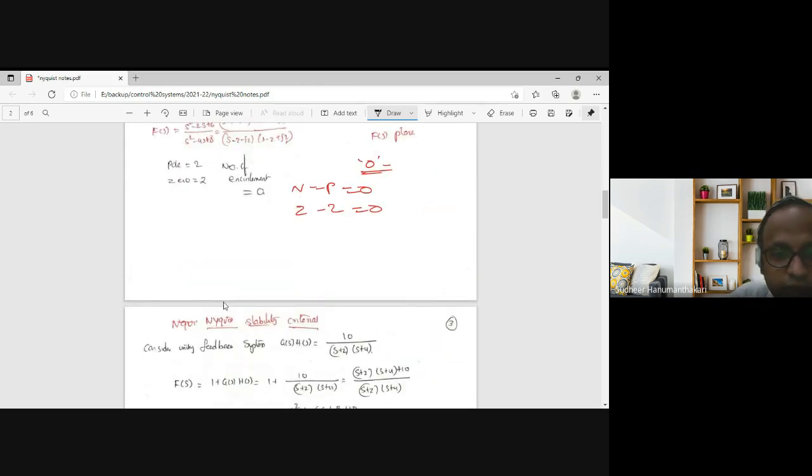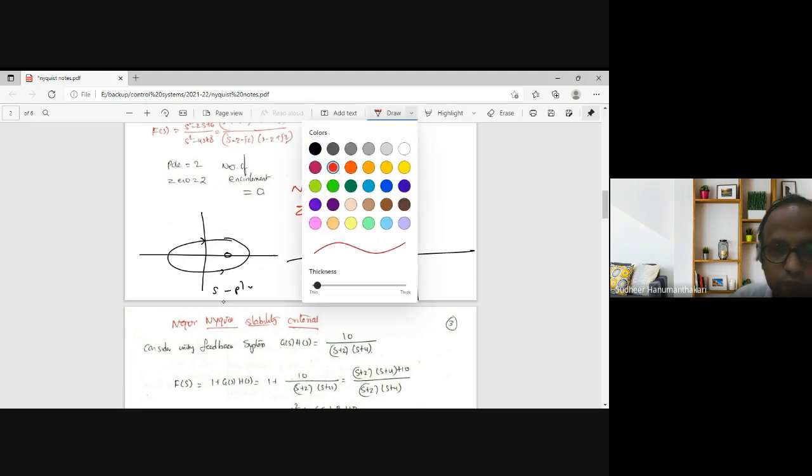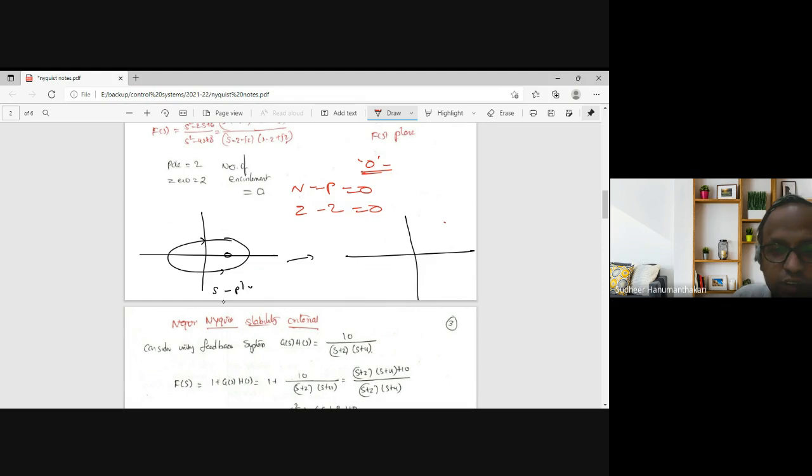For example, this is your contour in S plane. What is the corresponding f of s plane? So it is enclosing only 1 zero. So one encirclement in clockwise direction. Clear? One encirclement in clockwise direction.